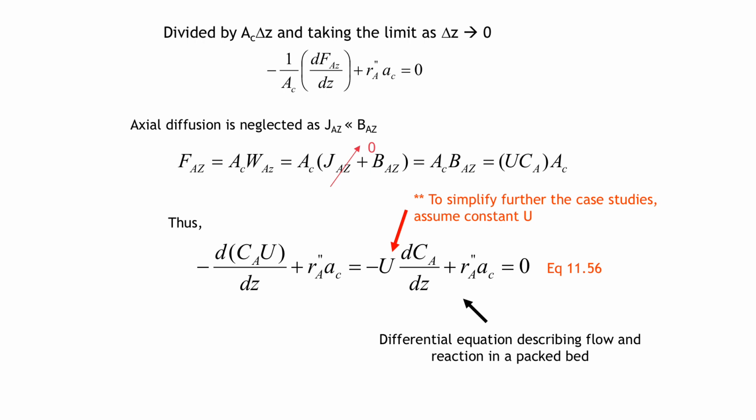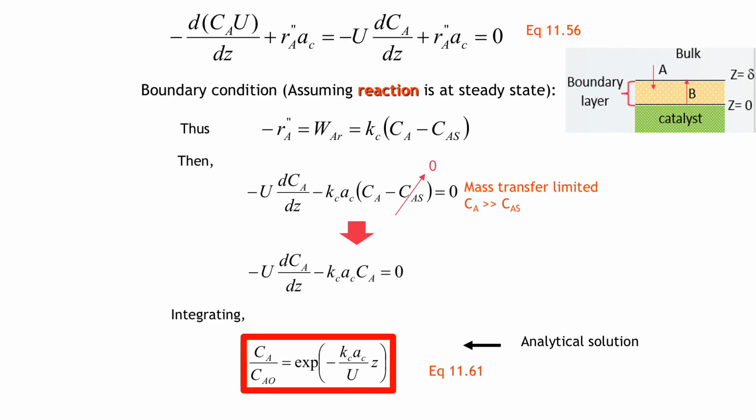Then we can see here in the equation that U is the superficial molar average velocity through the catalyst bed in the PBR. To simplify the equation, we can assume that the velocity of the fluid in the PBR is constant throughout the reactor. In order for us to simplify equation 11.56, we use the boundary conditions like what we learned in our previous lecture note.